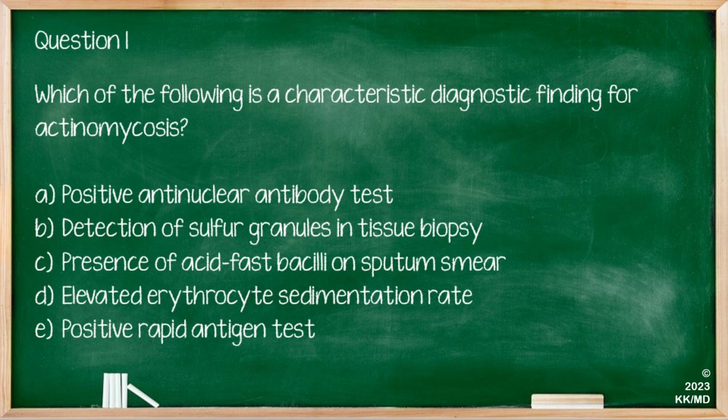So this is not actually something that we covered in our presentation, but maybe something that you are, in fact, tested on in MRCP. So the correct answer here is B, the detection of sulfur or yellow-like granules in the tissue biopsy. If we just run through the other answers, A is incorrect because this infection is not associated with anti-nuclear antibody or ANA. You'll recall from our previous series that ANA is associated with autoimmune conditions such as lupus. If we look at option C, this infection is not associated with acid-fast bacilli on sputum smear. This is more classically associated with tuberculosis. While you may see an elevated ESR, this is not specific to actinomycosis, so D is incorrect. And a positive rapid antigen test is more associated with conditions such as COVID-19, so this is also incorrect.